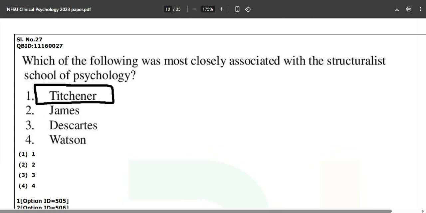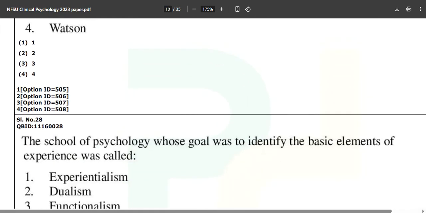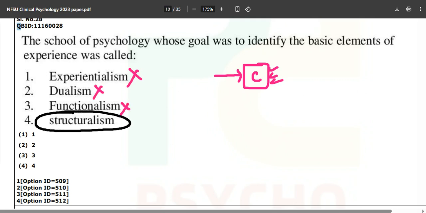Edward Titchener used introspection, and the structuralist school of psychology was proposed by him only. Now, the school of psychology whose goal was to identify the basic elements of experience was called structuralism, and you will definitely find the answer in the book. Experientialism, no. Dualism, no. Functionalism, no. Only and only structuralism.